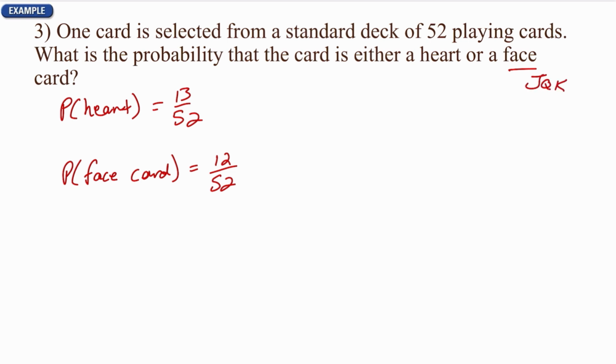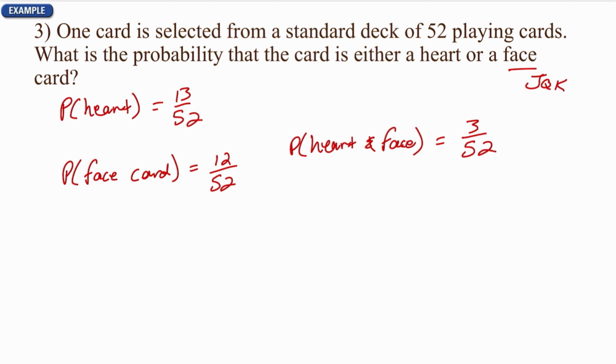A lot of students want to argue that an ace is a face card, but there's no face on the ace, so an ace is not a face card. So then the probability of being a heart and a face card would be your jack of hearts, your queen of hearts, and your king of hearts, and there's going to be 3 out of 52.